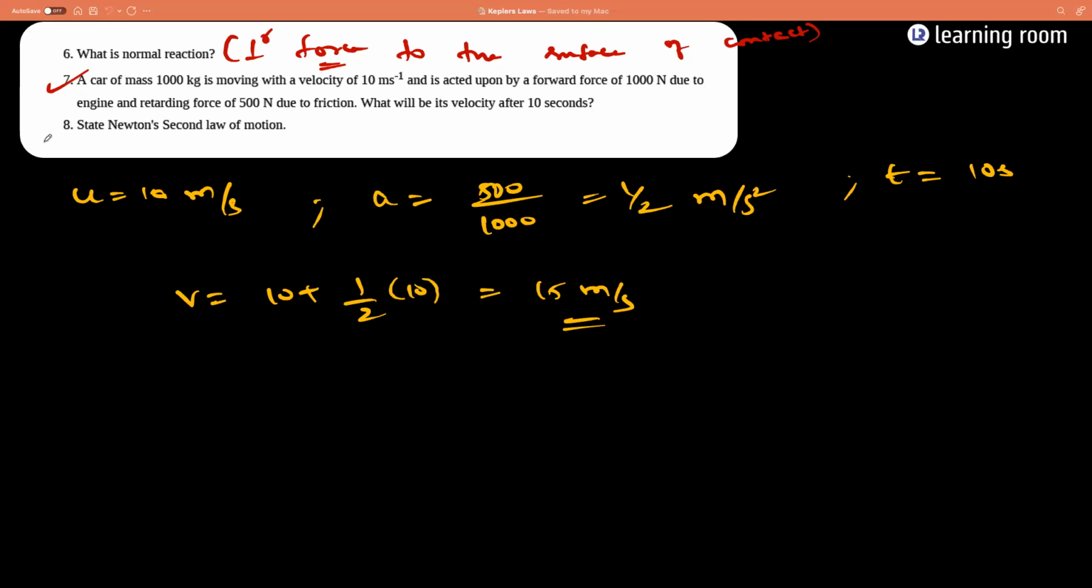F is equal to ma. State Newton's second law of motion. The external force is directly proportional to the rate of change of linear momentum. If you write F is equal to ma, it is not right. You have to write the applied external force is directly proportional to the rate of change of linear momentum.